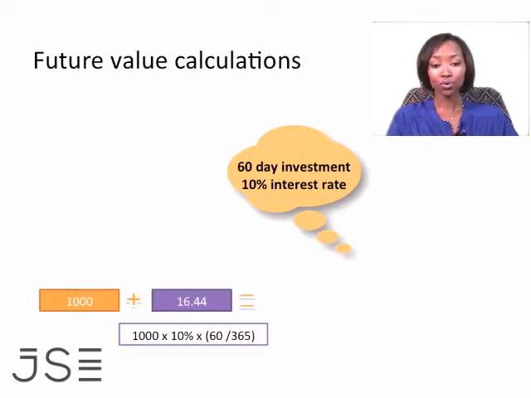And that would give you an interest amount of 16.44, which means that your future value, if you add the two together, gives you 1,016.44 cents.